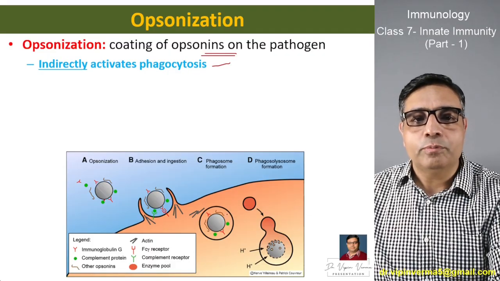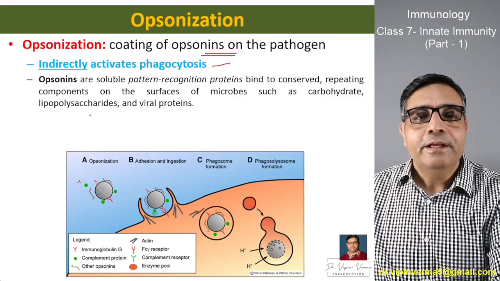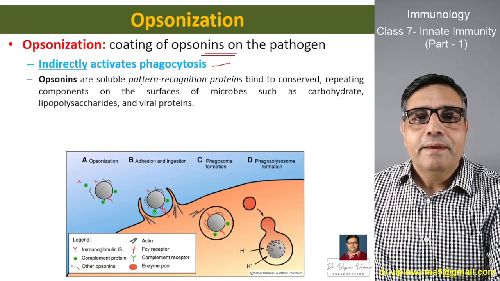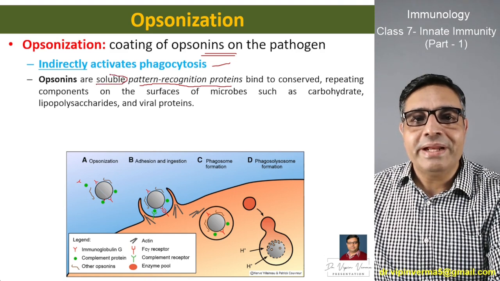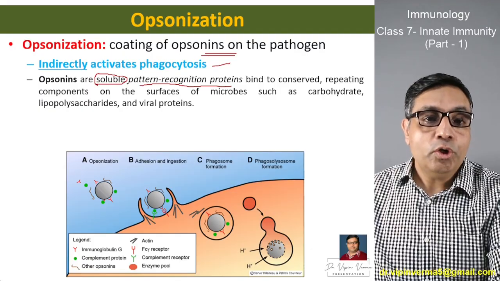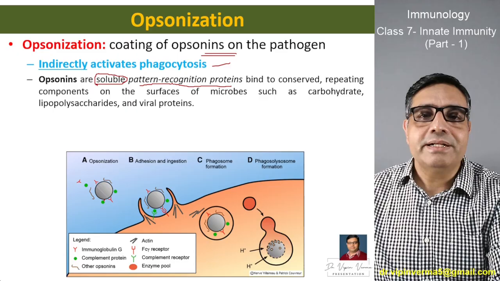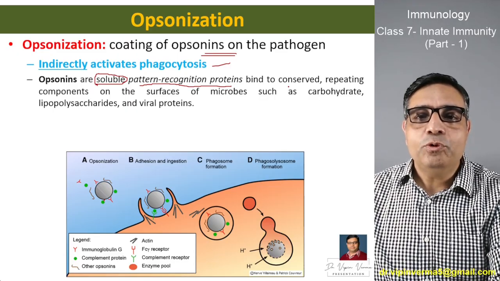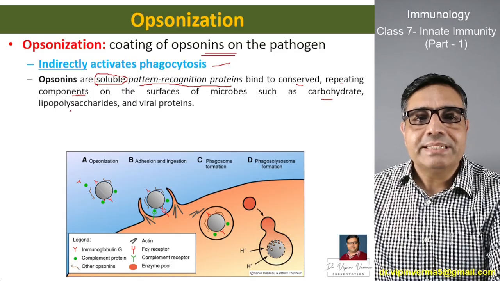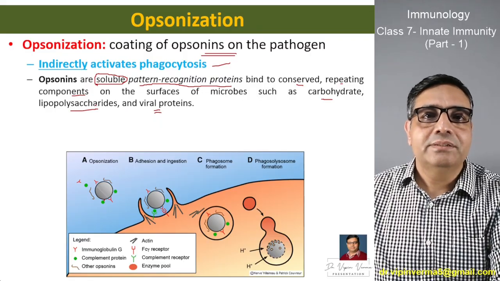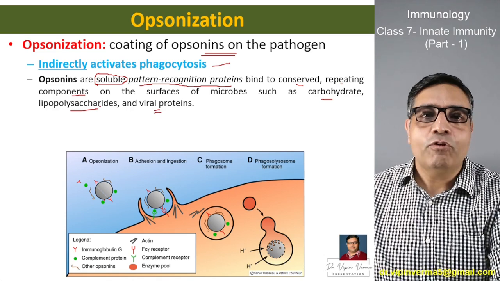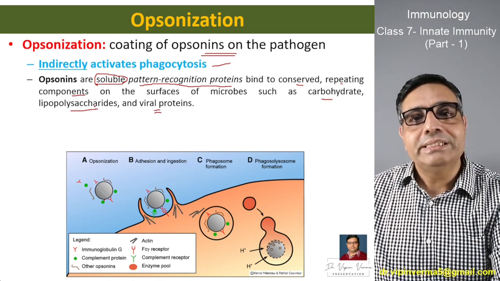Okay, so this is how the opsonins work. These opsonins are soluble pattern recognition proteins. These are not membrane bound, but free soluble PRRs, which we call pattern recognition proteins. And these bind to conserved repeating components on the surfaces of microbes, such as carbohydrates, lipopolysaccharides, and viral proteins. Got it? So now you know what opsonins are. Basically they are soluble PRRs. And what are PRRs? PRRs are the pattern recognition proteins.